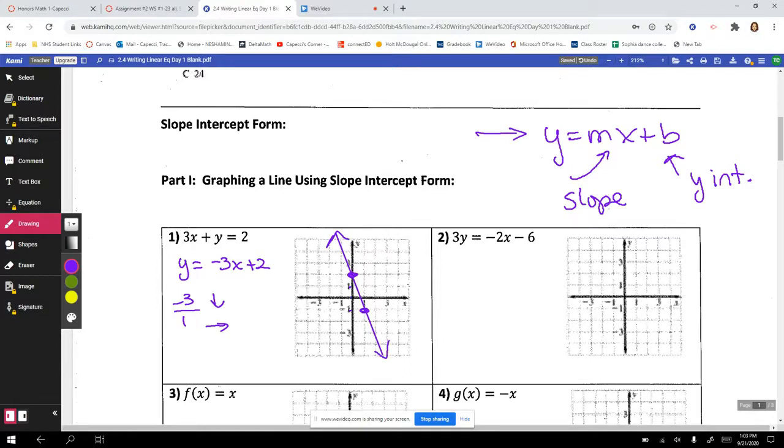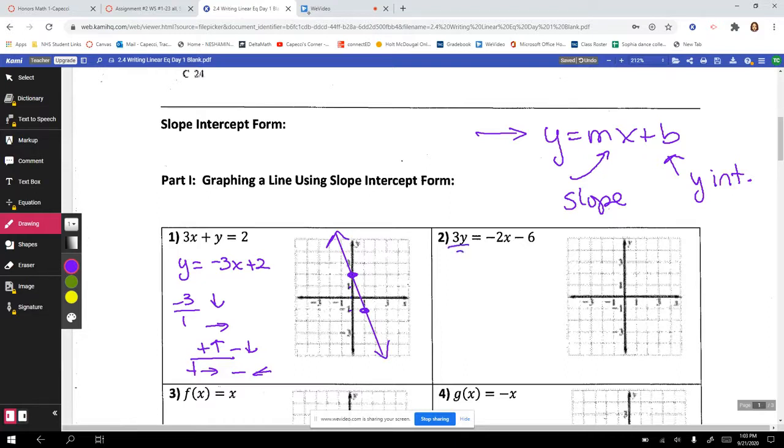I'm all set. Just remember with slope, if my numerator is positive, you're going to go up. If it's negative, you're going to go down. Same thing with the denominator. If positive, you're going to go to the right. If it's negative, you're going to go to the left. That's the easiest way to get into graphing.